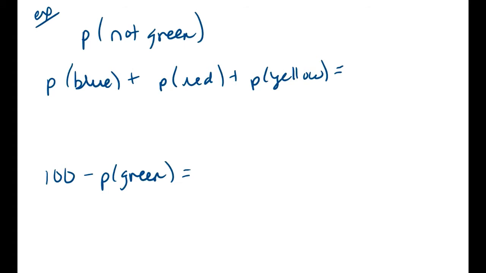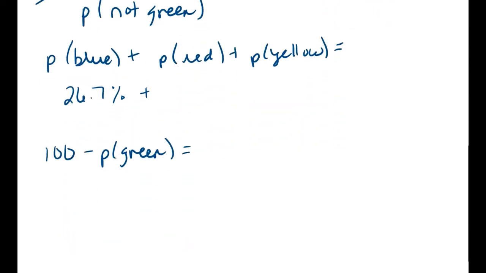So we found the probability of blue, remember that? Again, you could use fractions or percents, but we did all the work for the percents, and those are the easiest. So I'm going to grab that one. The percent for the blue was 26.7%. And we did the red. It was 40%.